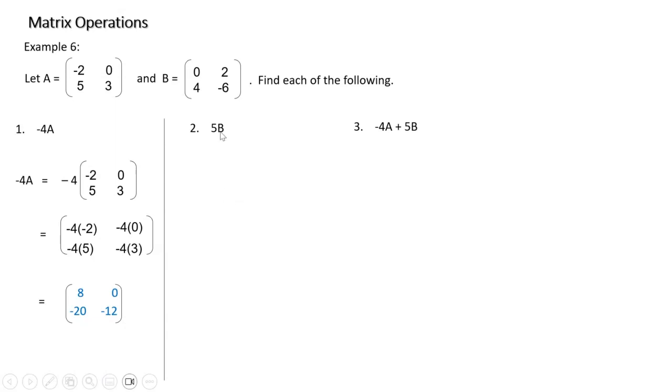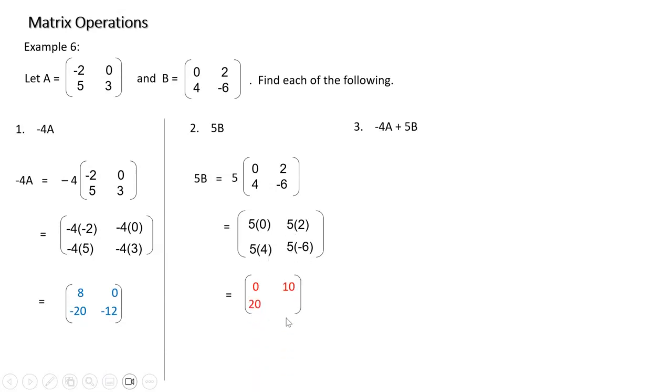Now let's do 5 times matrix B. So we're going to multiply 5 times every element of matrix B. I'll do it in red. 5 times 0, 5 times 2, 5 times 4, and 5 times negative 6. And the result: this will give us 0. 5 times 2 is 10. 5 times 4 is 20. 5 times negative 6 is negative 30.